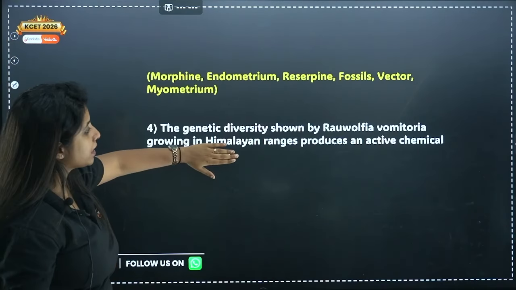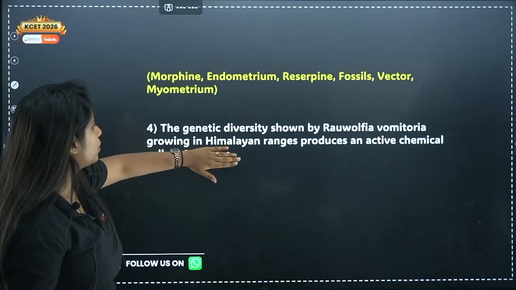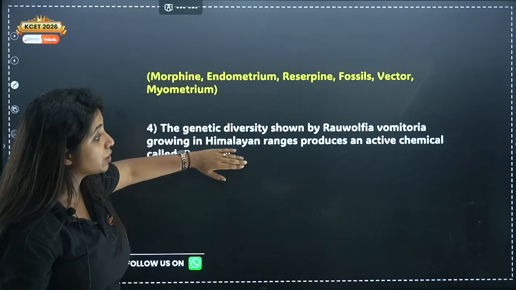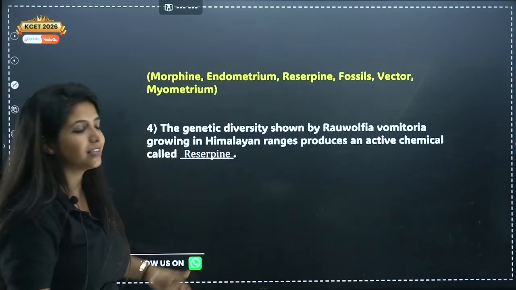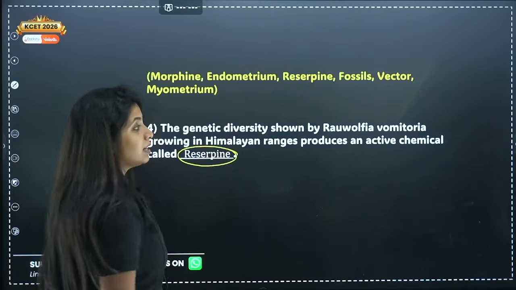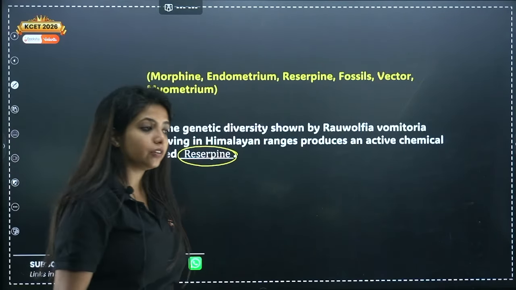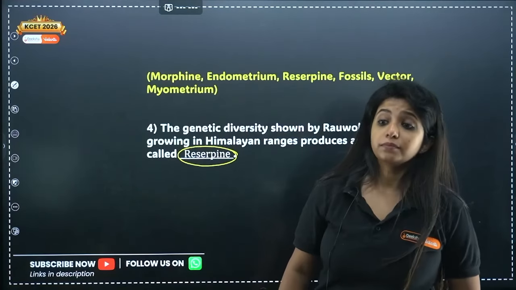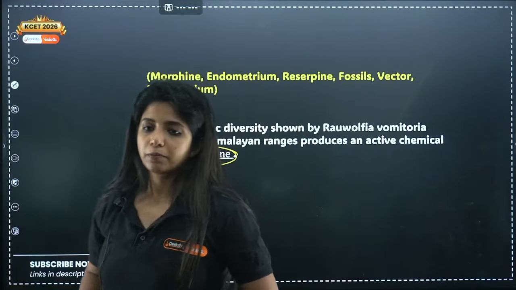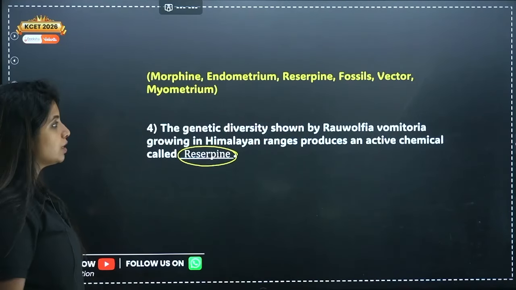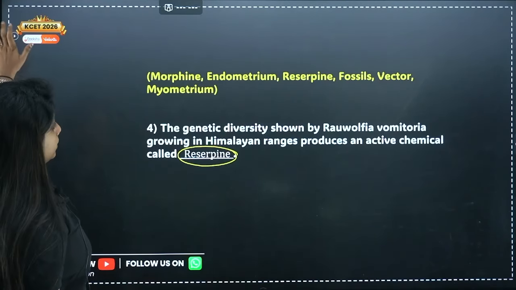Now, the genetic diversity shown by Rauwolfia serpentina growing in Himalayan ranges produces an active chemical called what? Reserpine, my dear children. This reserpine is important for decreasing your blood pressure. It reduces the blood pressure as well.